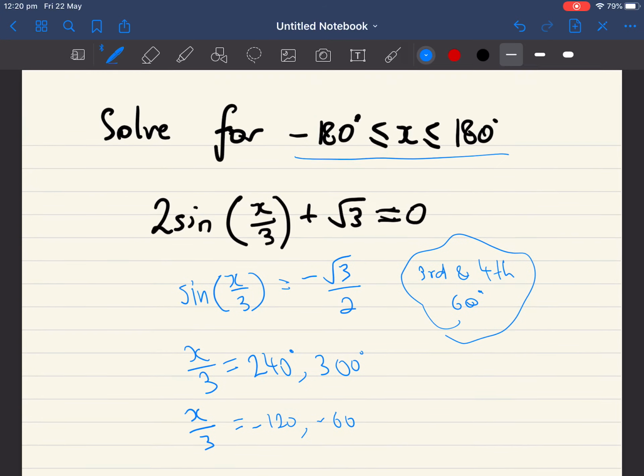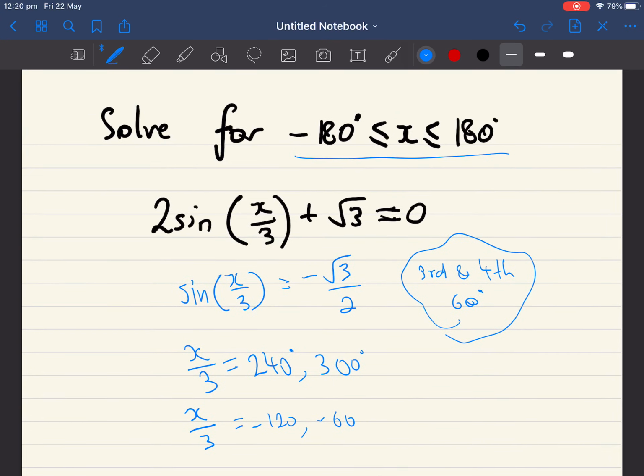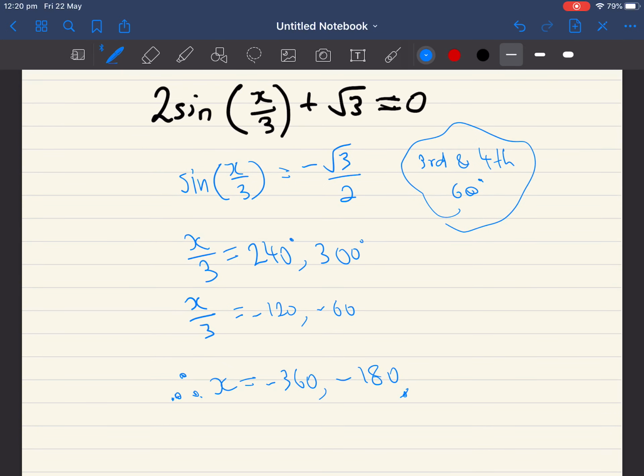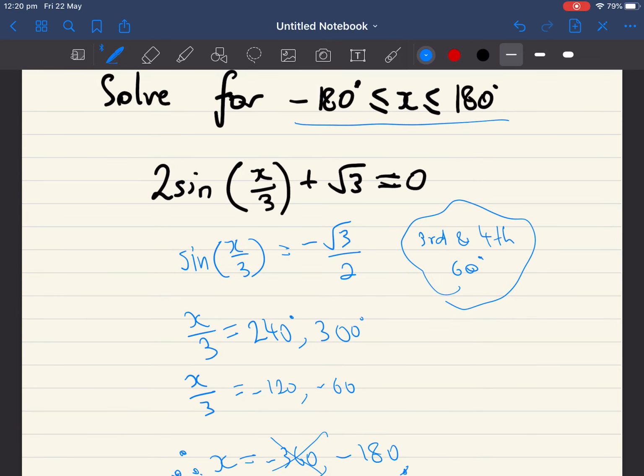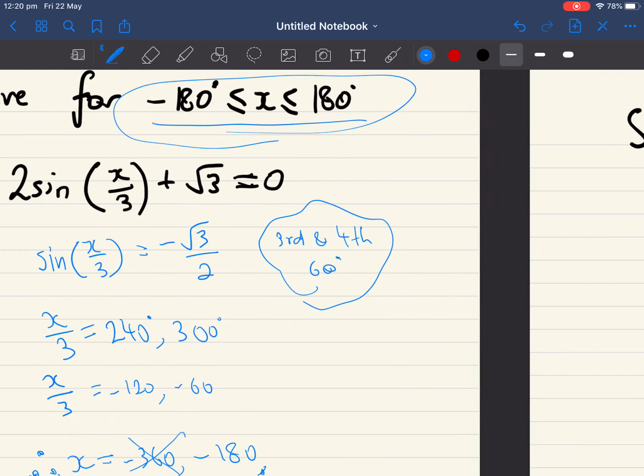Then go back up to the domain. We're after all the solutions between minus 180 and positive 180. We have to exclude that first one, unfortunately. Although it does work, we have to exclude it. Minus 180 degrees is, funnily enough, the only angle that works for this equation that is inside this domain.